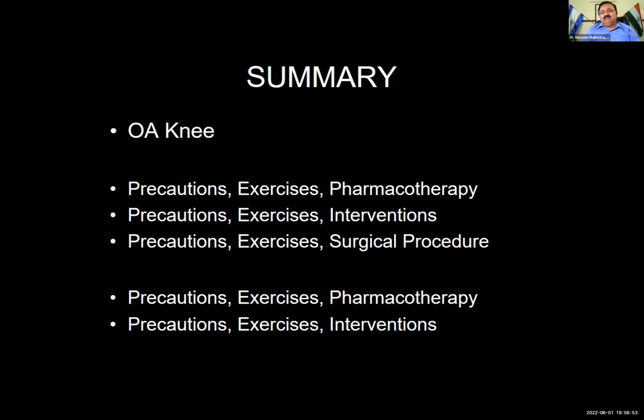Second is precautions, exercises, and interventions. And third is precautions, exercises, and surgical procedure. And even if you still have pain after the surgical procedure, you come back to the same cycle: precautions, exercises, and pharmacotherapy, precautions, exercises, and interventions.